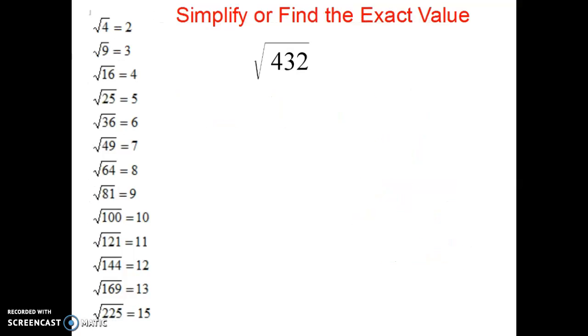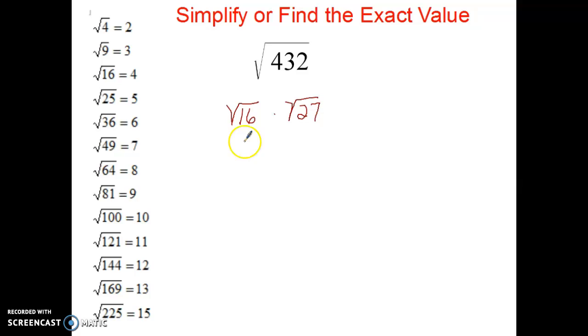My last example is the square root of 432. Now this one's not as easy to probably come up with factors. You can use a calculator and try to find some things. One thing that I know that does work, I'm going to use the square root of 16 times the square root of 27.